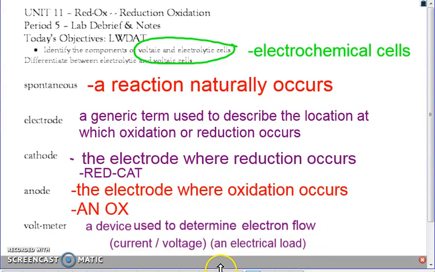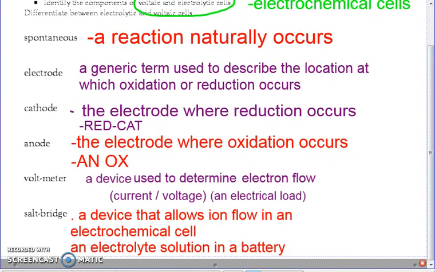Next term is a voltmeter. And a voltmeter obviously just measures voltage, which is current or electron flow. And then the last one is salt bridge. A salt bridge is part of an electrochemical cell. The point of that is it allows ions to flow back and forth. In the batteries that you have in your phones or your flashlights or whatever, the salt bridge is made by a paste-infused paper.